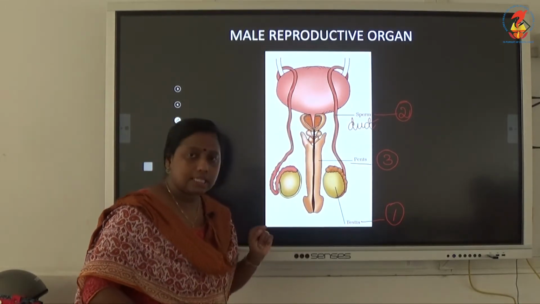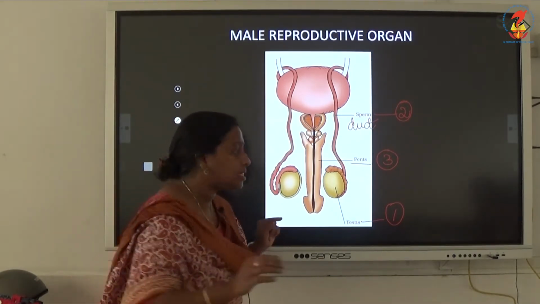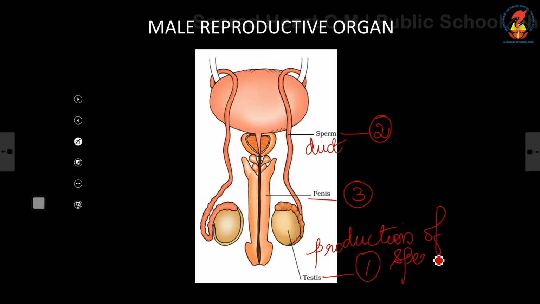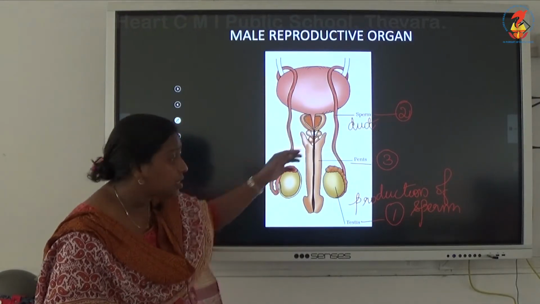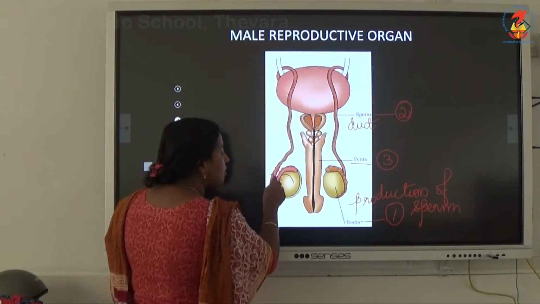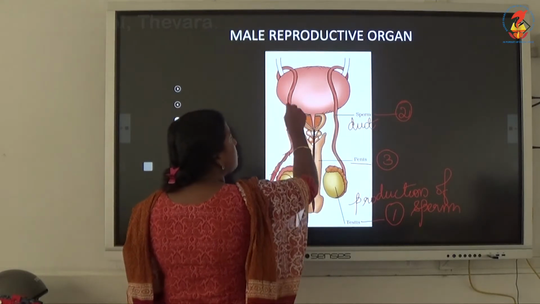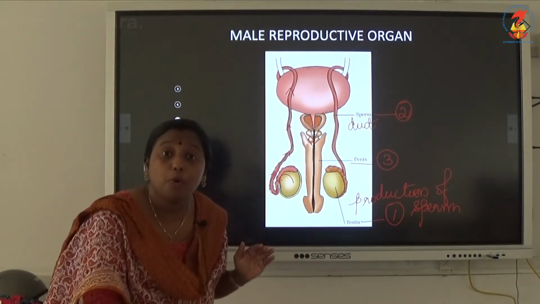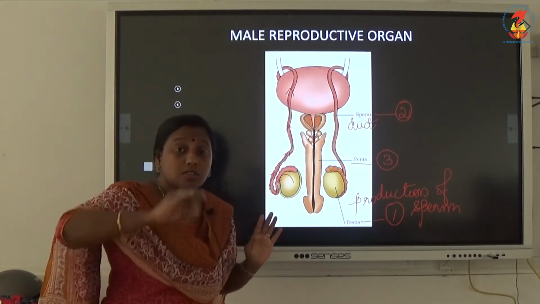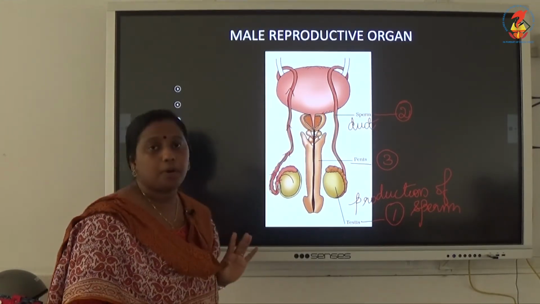The first one, testis. The main function of testis is the production of sperm. So testis will be producing sperms. Now what is the function of the sperm duct? The sperm which is produced from the testis will go out through the sperm duct. So, the sperm duct will be transporting the sperm from testis to the penis. So, this transportation occurs through the sperm duct.